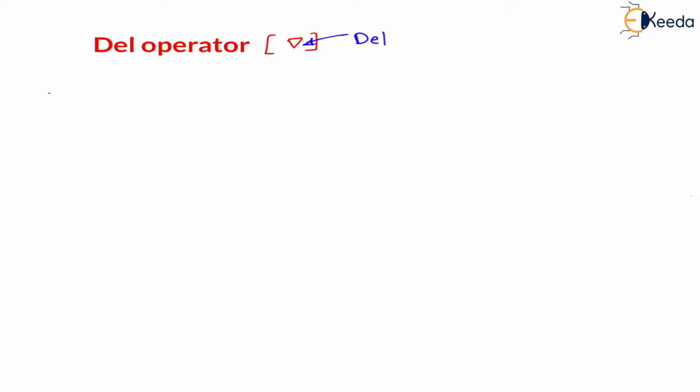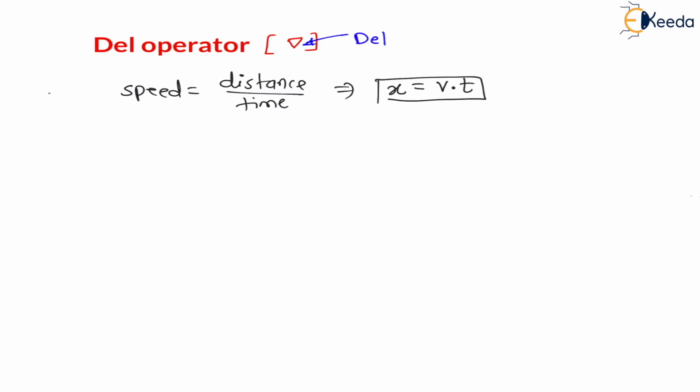Now my dear students, you might have learned about speed. What is speed? Speed is nothing but distance divided by time. Therefore, let us say distance is x, and speed is v, time is t. Therefore distance is equal to speed into time, right?